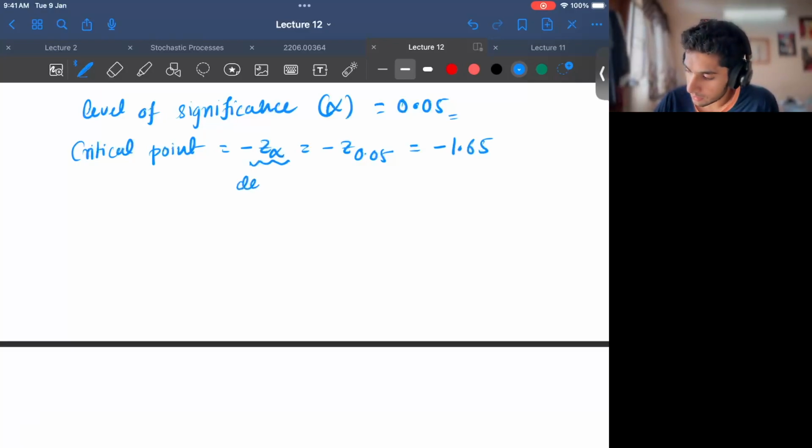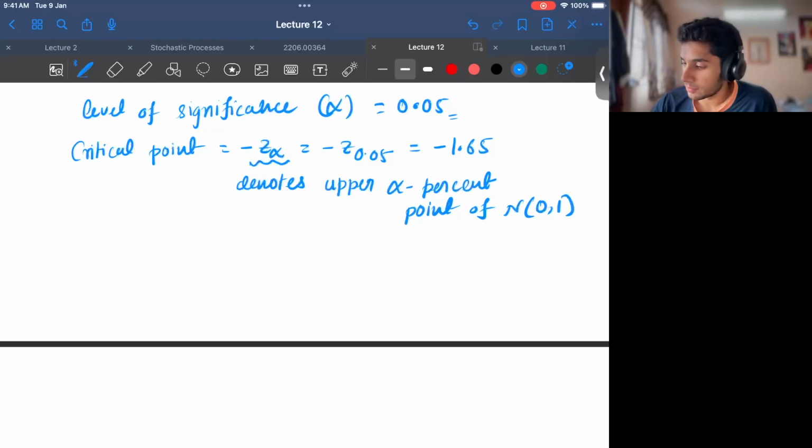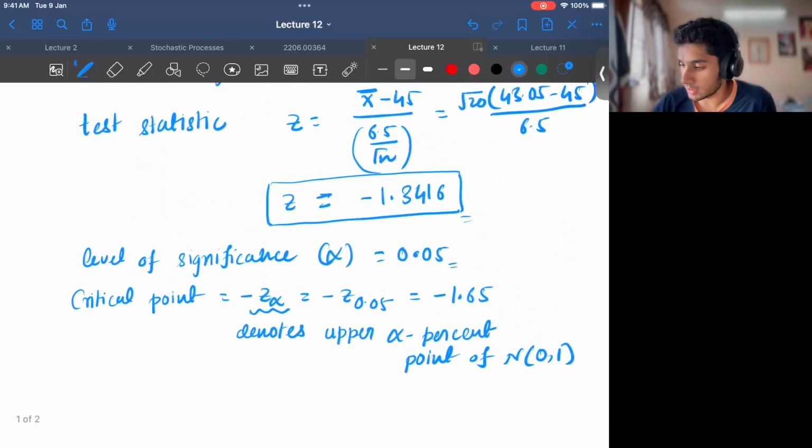This denotes the upper alpha percent point of normal 0, 1, right? So this is a simple problem.